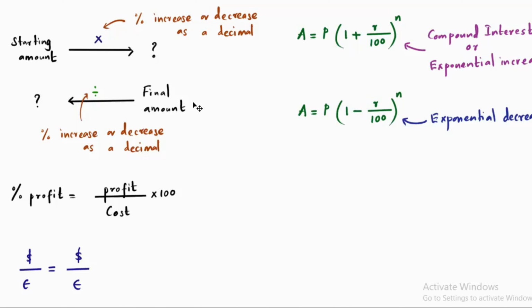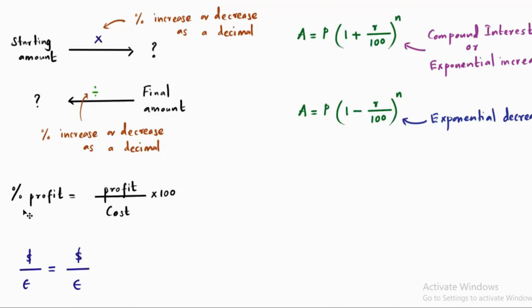And if the final amount is given, and you are to find the starting amount, in that case, you find the percentage given to you, whether it's a percentage increase or a percentage decrease, you divide the final amount by that decimal answer that we get. So that will give us the starting amount.